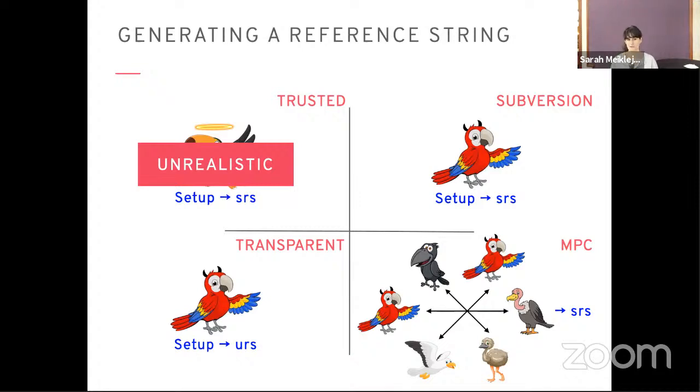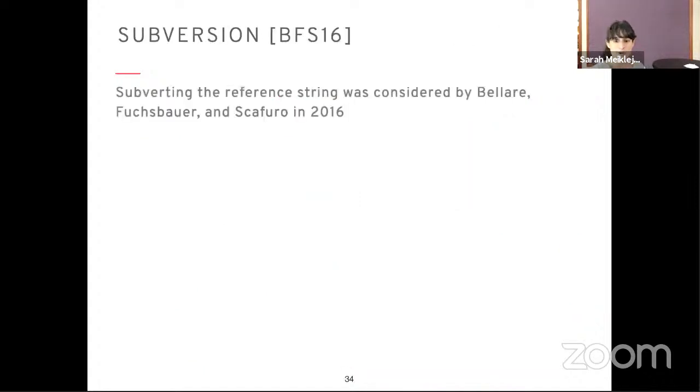So that's unfortunate. Now let's move on and consider essentially the complete opposite end of the spectrum, which is the idea of allowing the adversary to completely subvert the reference string generation process. This is a really strong notion. It was considered first by Bellare, Fuchsbauer and Scafuro at Eurocrypt 2016. And let's look at what soundness and zero knowledge look like with this idea of subversion.